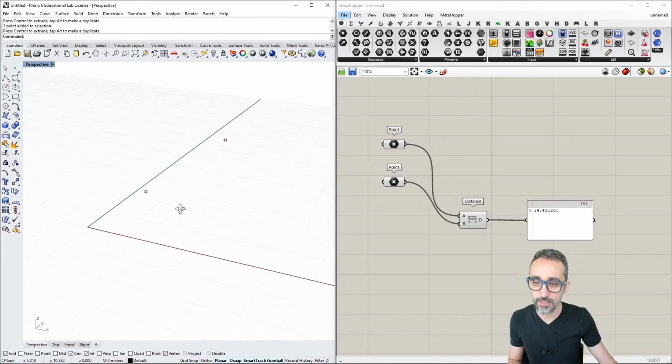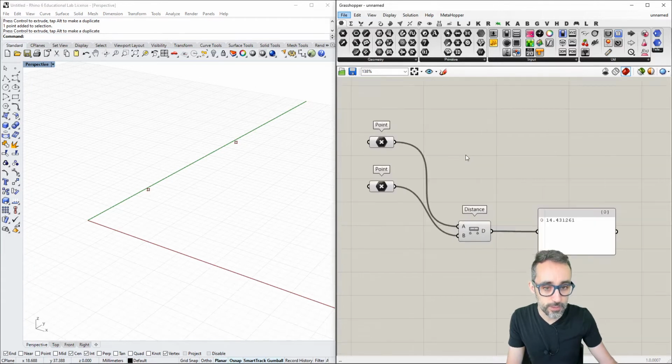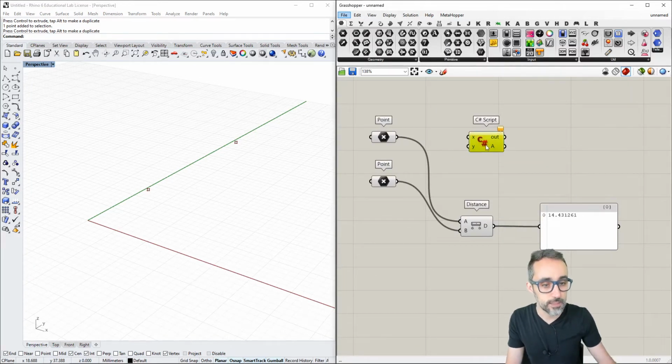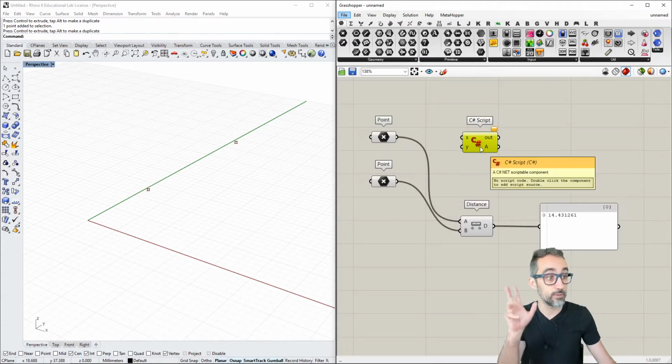So I think that's a really good start. Then, in order to write our own implementation, I'm going to create a C# scripting component that I'm going to be able to customize inside.